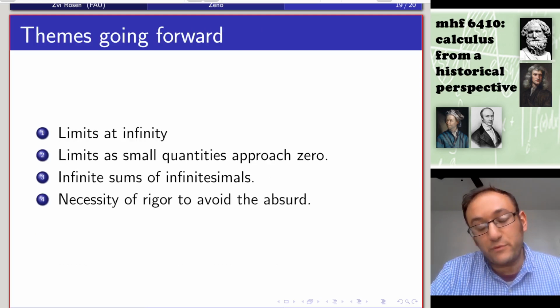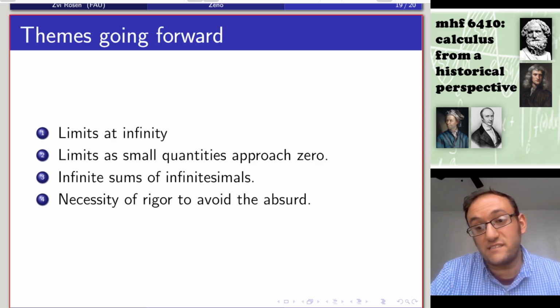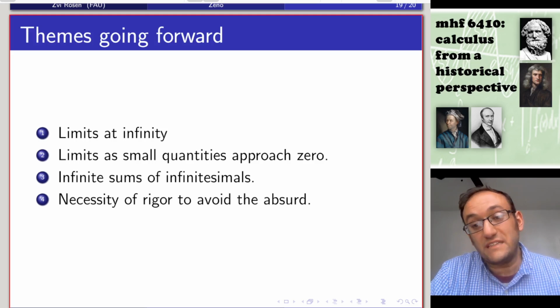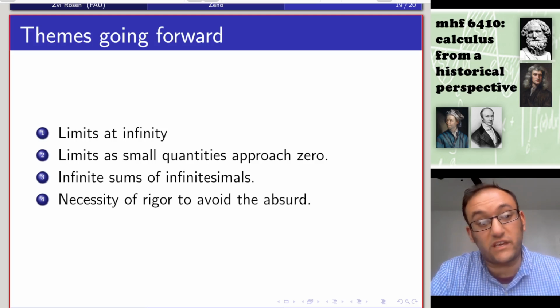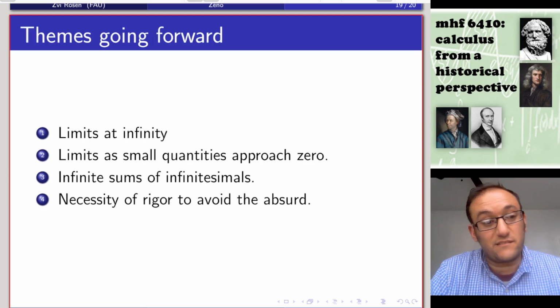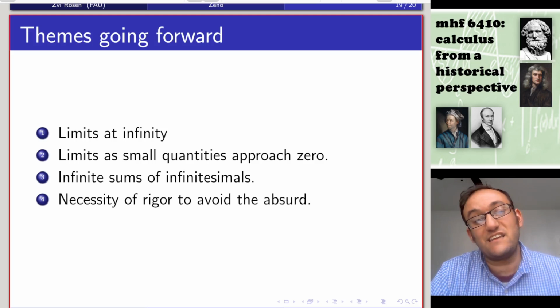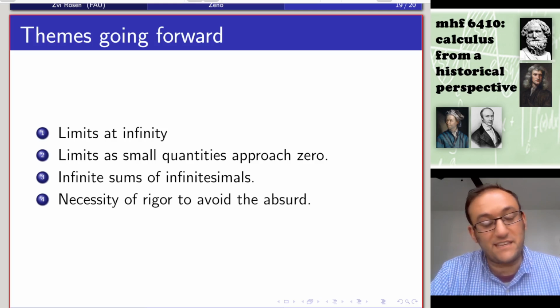Okay? So I really liked learning about Zeno's paradoxes. I think it emphasizes some important themes going forward in the class. We're going to be talking about limits at infinity. We're going to be talking about limits as small quantities approach 0. We're going to be talking about infinite sums of infinitesimals. And most importantly, a theme that we're going to see is the necessity of rigor in our mathematics to avoid the absurd, as Zeno was forced to confront it.